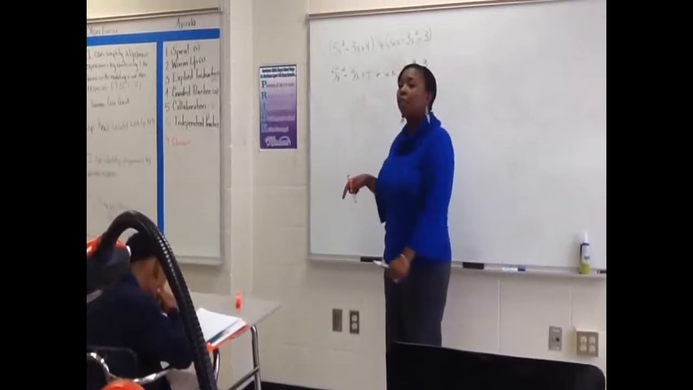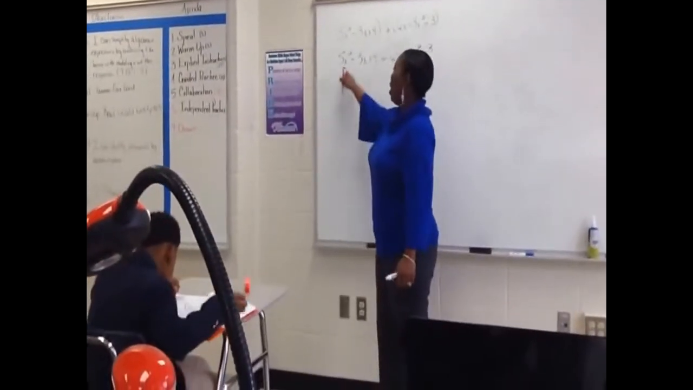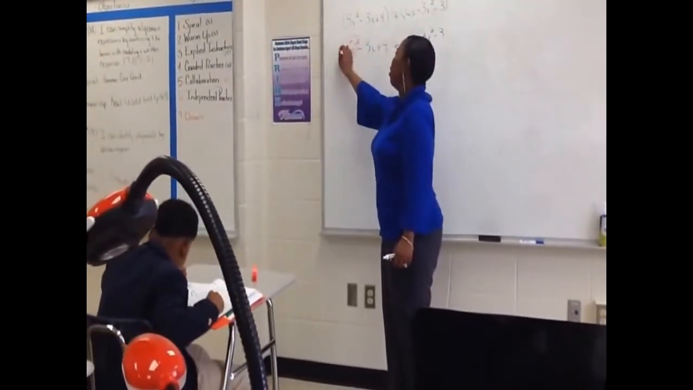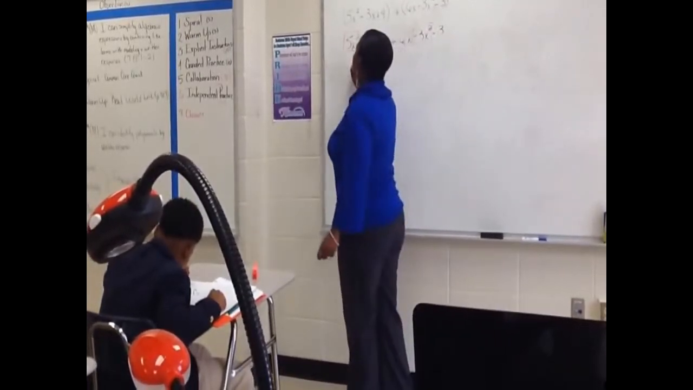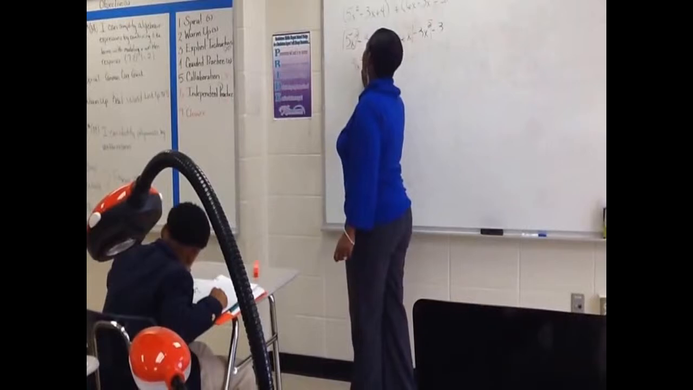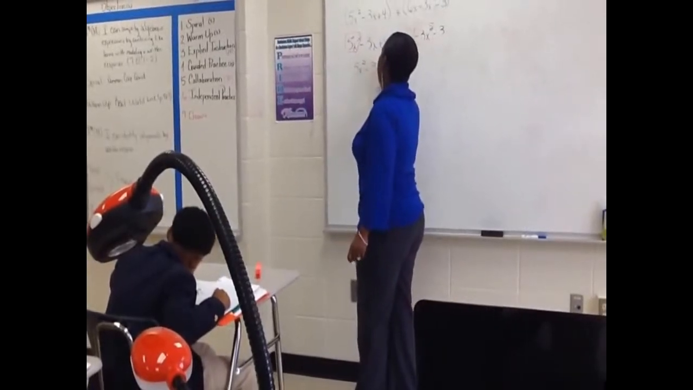The next thing I'm going to do is combine my like terms. I'm going to put all my like terms by each other. I have a 5x squared and I have a negative 3x squared. So we have 5x squared minus 3x squared.